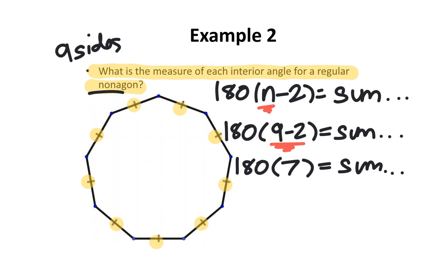9 subtract 2 becomes 7. It is at this point you are allowed to multiply. So 180 multiplied by 7 is 1,260.